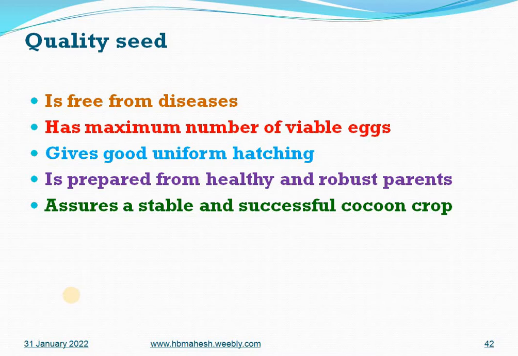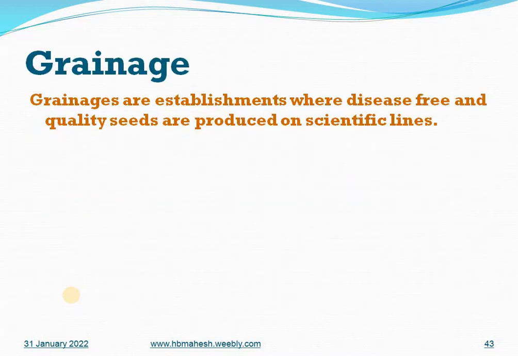Number three, quality seed means it should give good uniform hatching. Good means maximum, uniform within a limited time. So it should give good uniform hatching. Number four, it should be prepared from healthy, means disease free, and robust, strong, viable parents. The last and most important one, quality seed should assure a stable and successful cocoon crop.